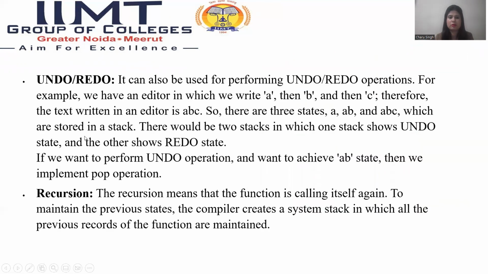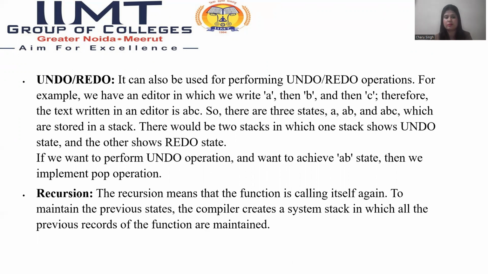We can also perform undo and redo, because a stack can be used for undo and redo operations. For example, we have an editor in which we write A, then B, and then C. Therefore, the text in the editor is ABC. So all three states, A, AB and ABC, are stored in a stack. There would be two stacks, in which one stack shows the undo state and the other shows the redo state. If we want to perform an undo operation to achieve the AB state, we implement the pop operation.